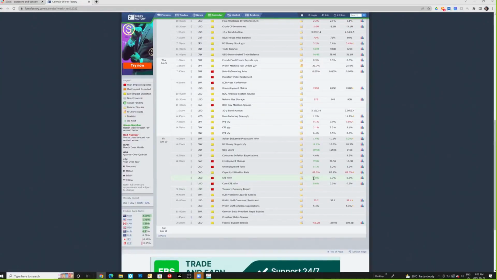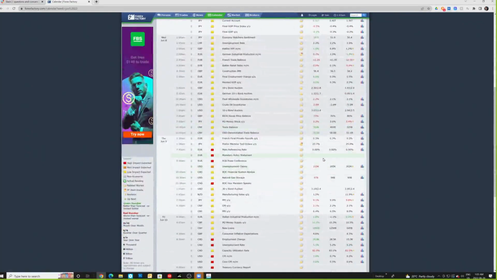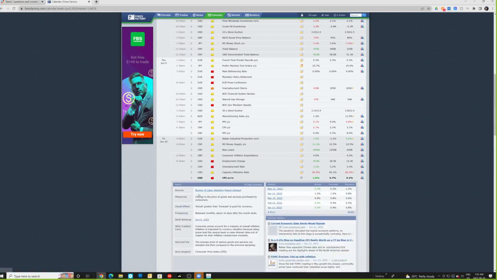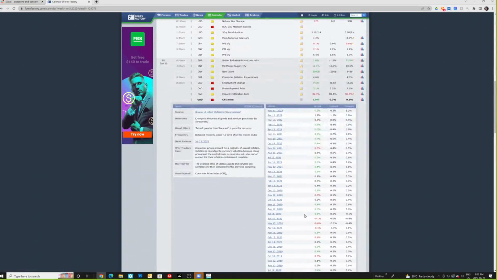We're at 1.0%. They were expecting a forecast of 0.7%, but it jumped up towards 1%. This is scary because now they're saying that prices of goods and services, look, change in the price of goods and services purchased by consumers. Me and you guys, we're all consumers. We're buying eggs, services, everything, and that's all increasing. It increased more than they expected, and for the past months, it's been increasing steadily.